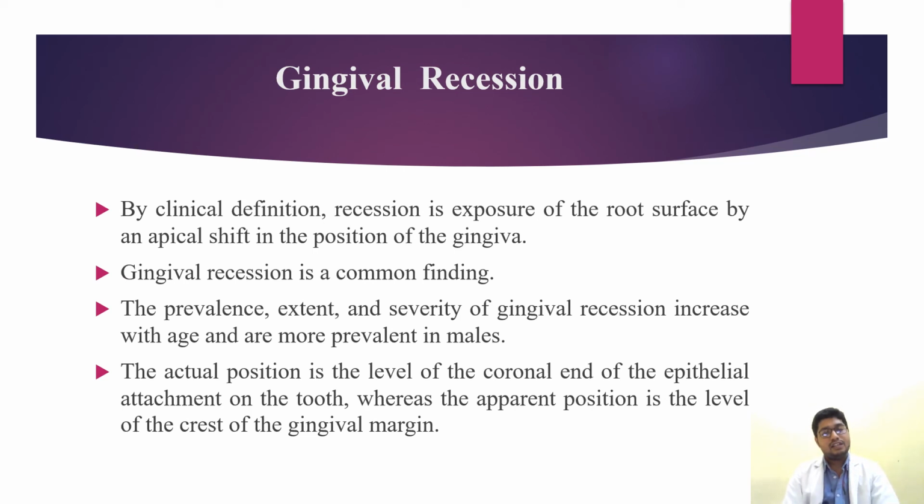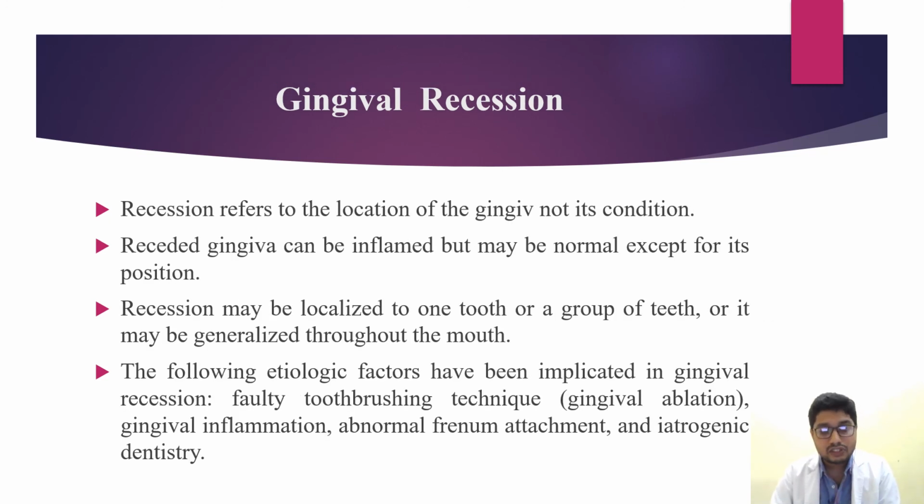And gingival recession, by clinical definition, is an exposure of the root surface by an apical shift in the position of the gingiva. Gingival recession is a common finding in patients. The prevalence, extent and severity of gingival recession increase with age and are more prevalent in males. The actual position is the level of the coronal end of the epithelial attachment of the tooth, whereas the apparent position is the level of the crest of the gingival margin. So recession refers to the location of the gingiva, not its condition. Receded gingiva can be inflamed but may be normal except for its position.